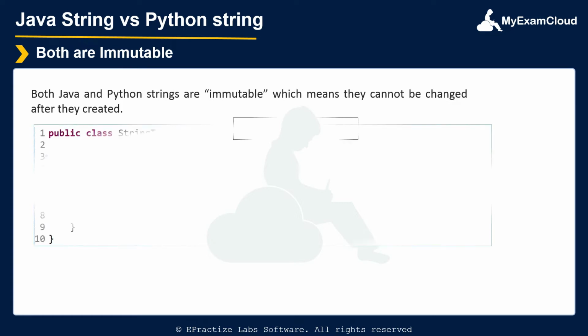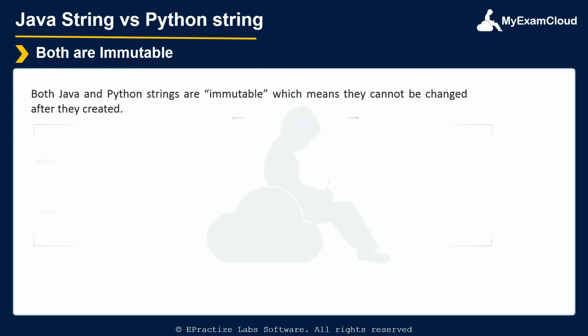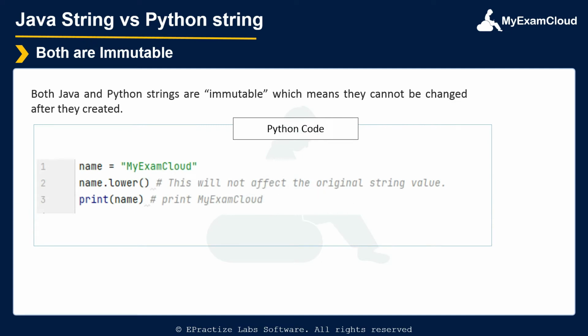Look at the sample Java code. The string name at line number 5 initially holds the value MyExamCloud. At line number 6, the concat method is called on this string. When we print the name, it still holds the initial value only. Look at the Python code with the same immutable effect as the Java code.